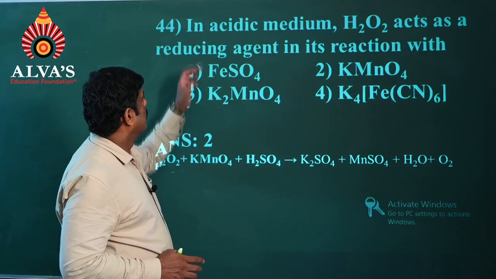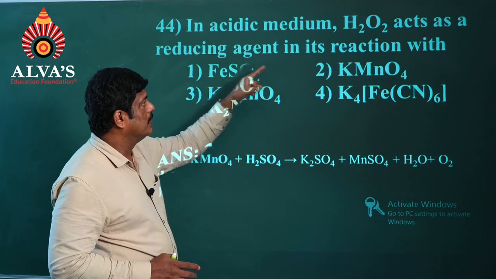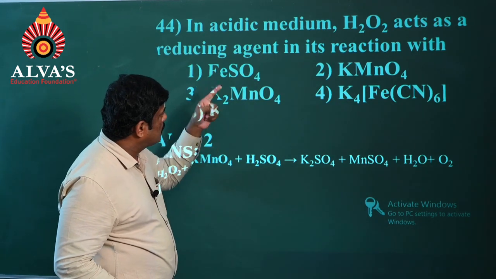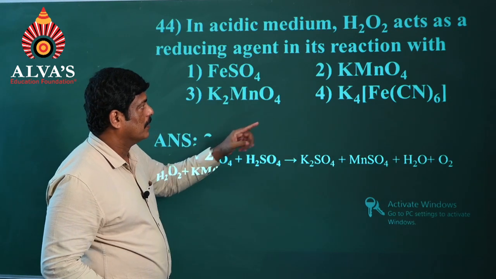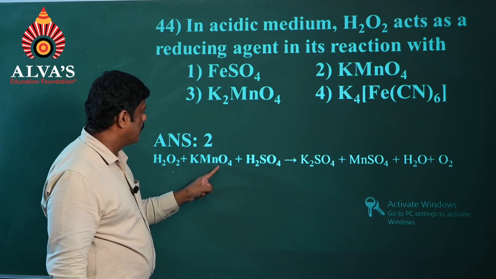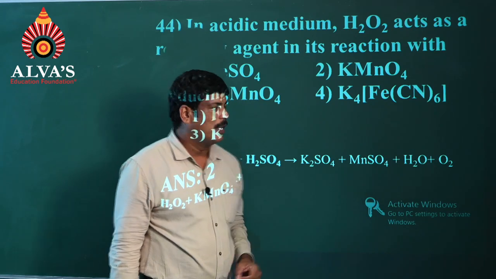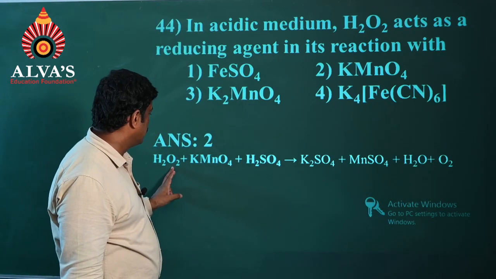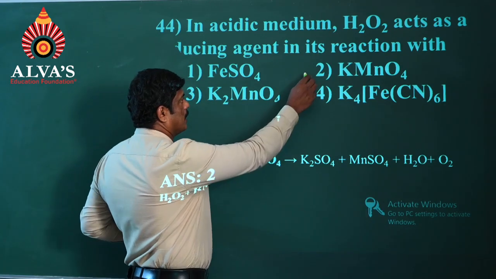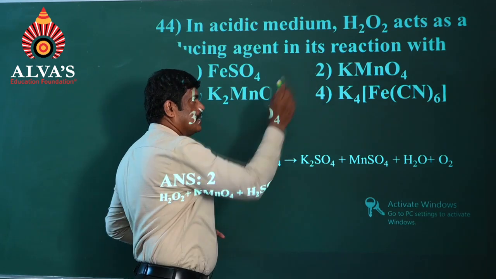Number 44. In acidic medium, H2O2 acts as a reducing agent in its reaction with. See, H2O2 acts as a reducing agent in acidic medium with KMnO4. When you look at the equation, H2O2 reacts with KMnO4 and H2SO4 to give K2SO4, MnSO4, H2O and O2. Hence oxidation number changes from -1 to 0, so H2O2 acts as a reducing agent in acidic medium with KMnO4. The option must be the second one.